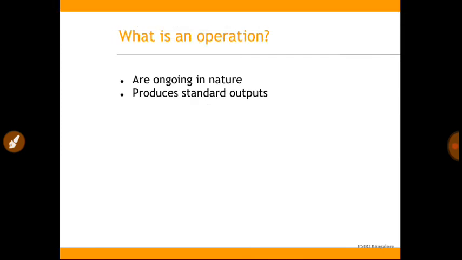So what is an operation? Operations are ongoing in nature and produce standard outputs. As discussed before, designing a new car is a project, and once the car is designed, it gets handed over to production, and shift after shift they manufacture it. So manufacturing a car is an operation, whereas designing a car is a project.